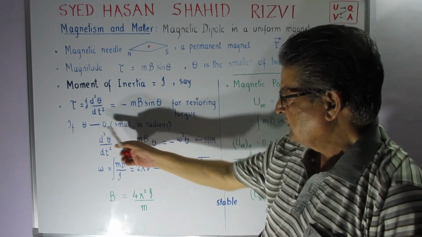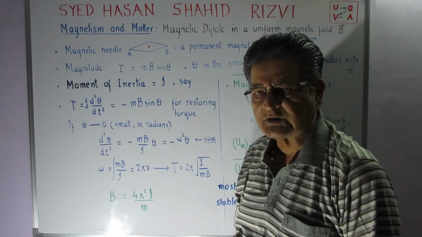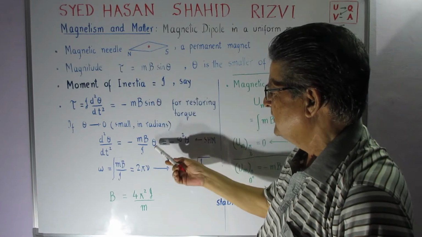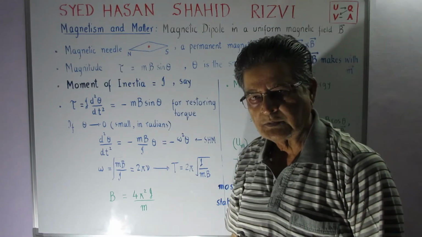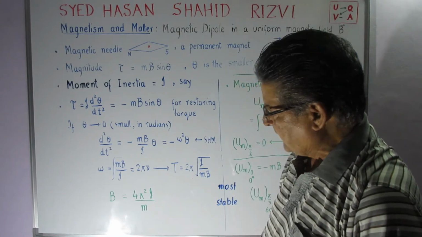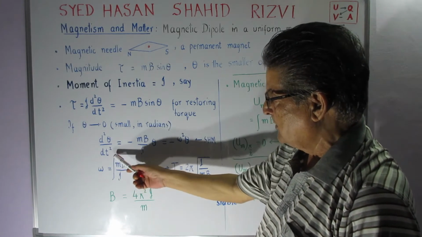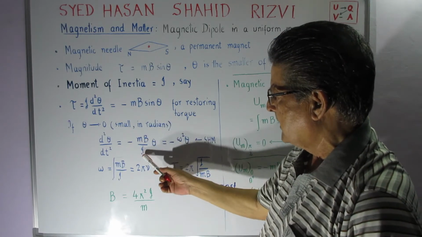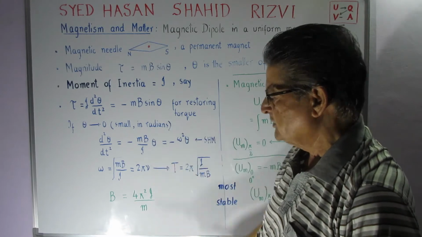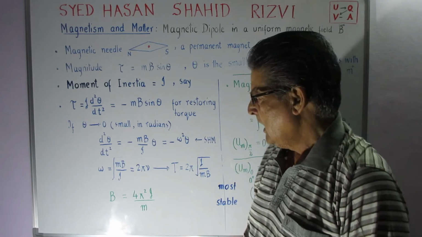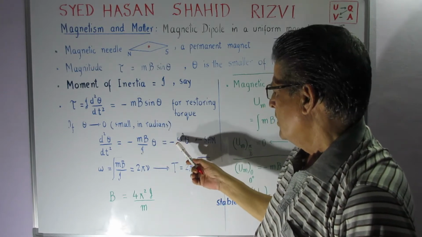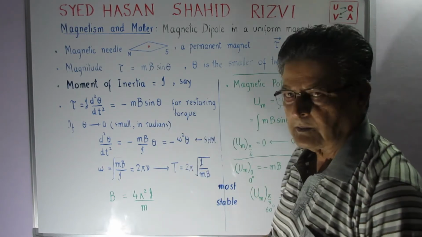So if theta is small in radians, tends to 0, then of course we say that sine theta is approximately equal to theta. This approximation we have talked about before. So now what I get is a beautiful equation: d2 theta upon dt2 is equal to minus mB upon I theta. m is a constant, B is a constant, I is a constant. All of them are positive constants, so I can write it in terms of omega square into theta.